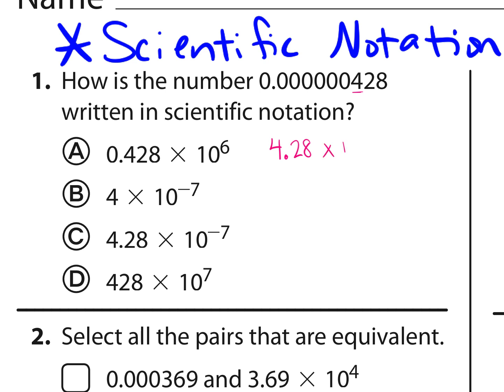And now I just want to know what the power of 10 is. So I'm just going to count. I'm going to say my decimal moves 1, 2, 3, 4, 5, 6, 7 places. This was a small number, so it's a negative 7 because it's a number that's less than 1. This matches answer choice C.